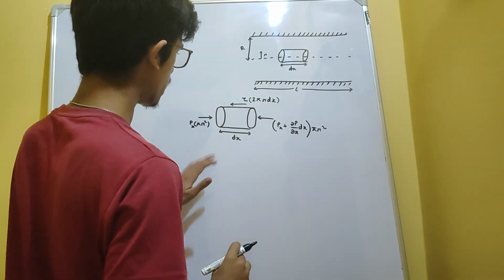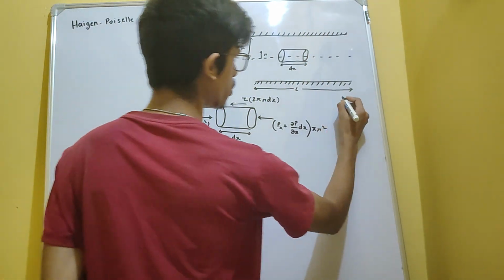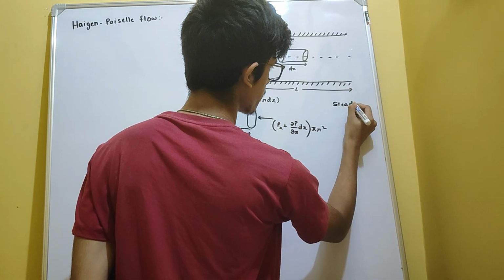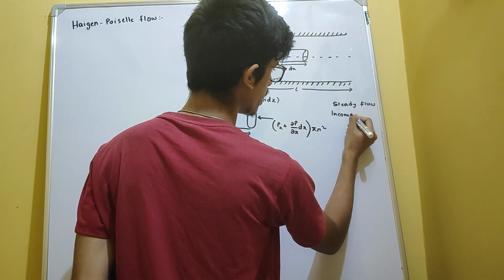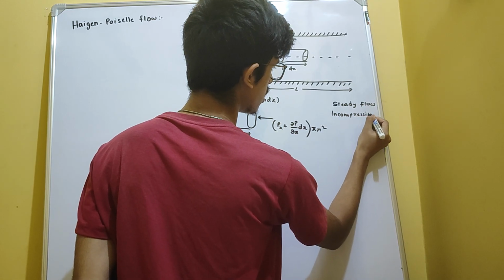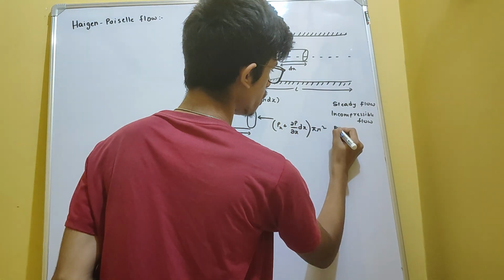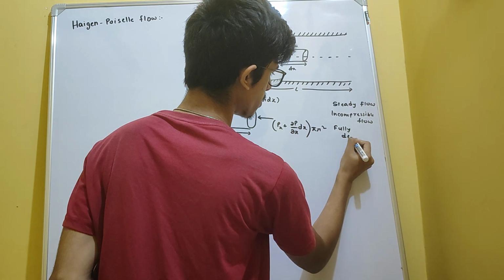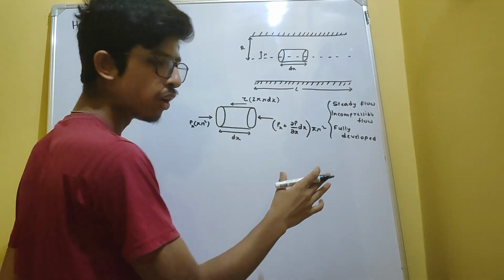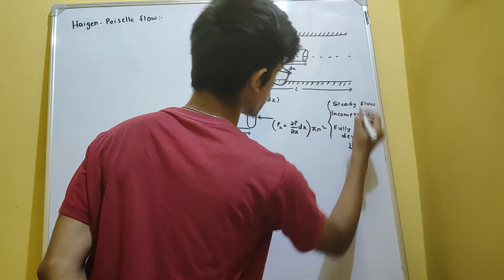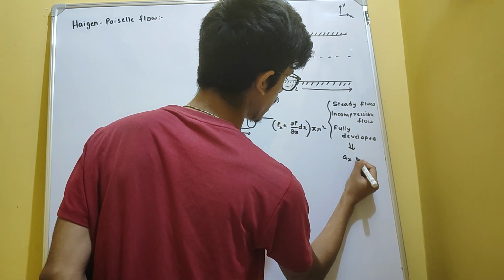Alright, so here, since the fluid is not at all accelerating, we are assuming the flow to be steady flow and incompressible flow, and the flow is also fully developed flow. Because of all this, I am assuming that this is our x direction and this is our y direction, so the acceleration in the x direction is 0.